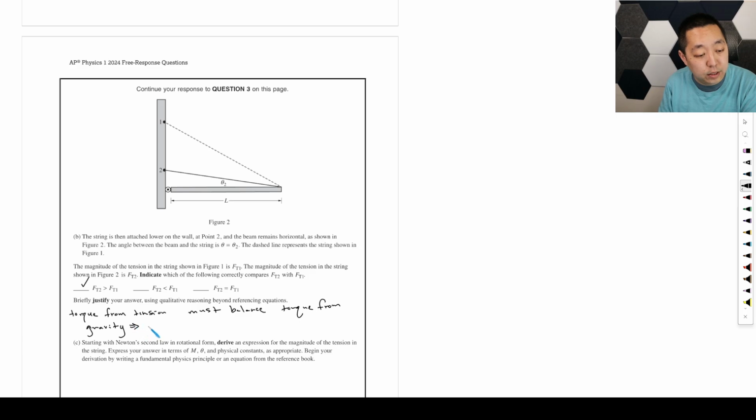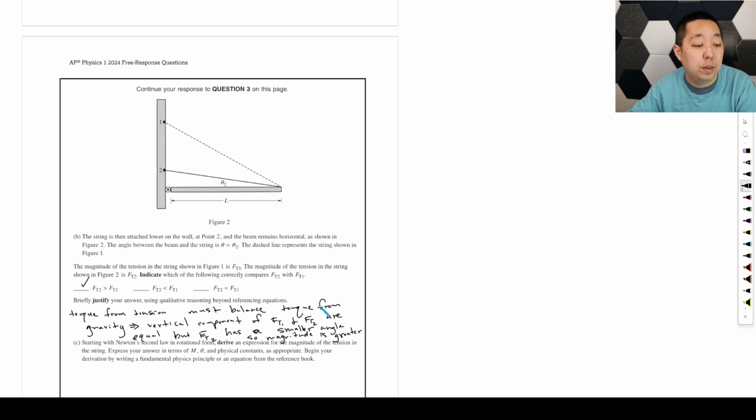And that implies that the vertical component of the tension of FT1 and FT2 are equal, but FT2 has a smaller angle. So the magnitude is greater. You probably had more room to write this out on your paper, but okay.